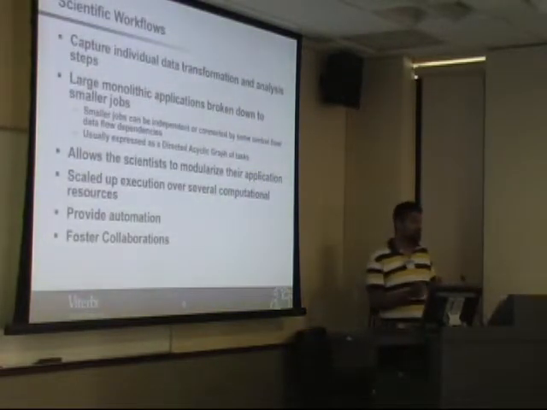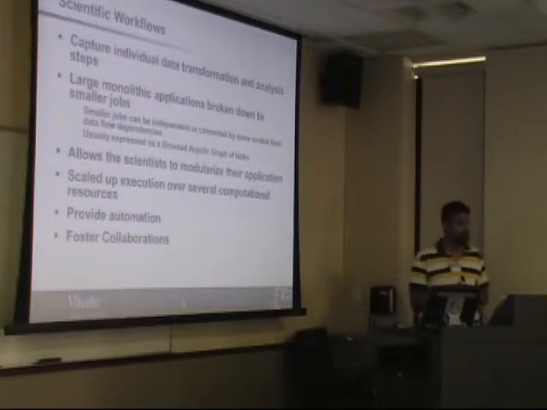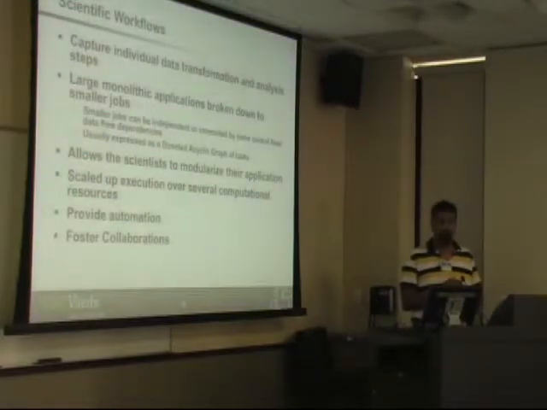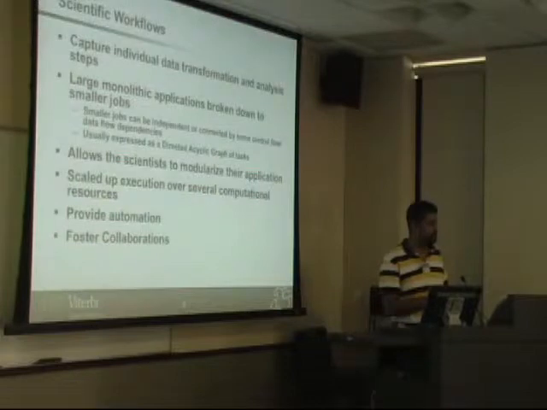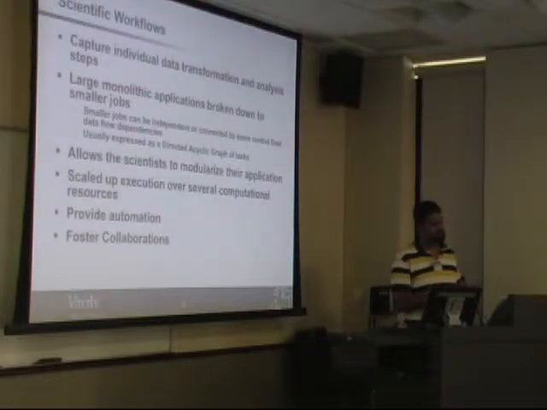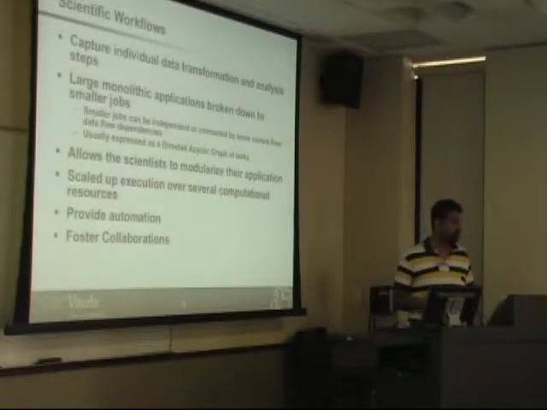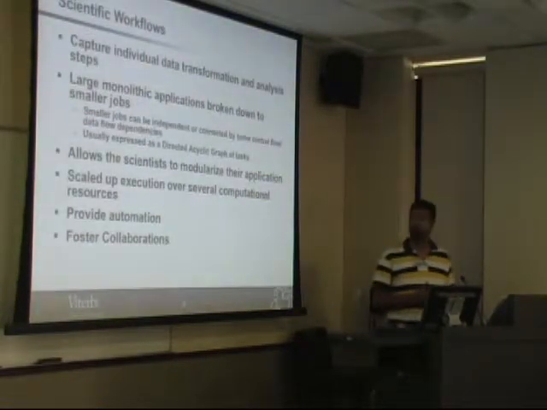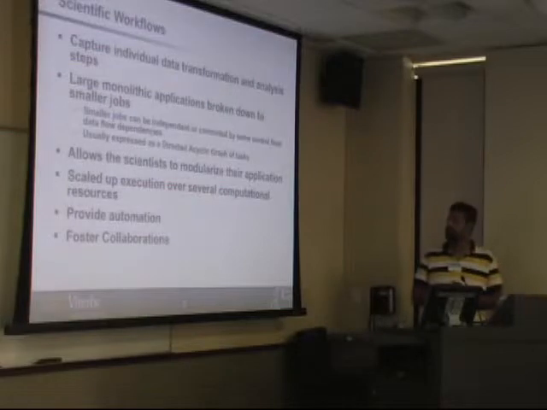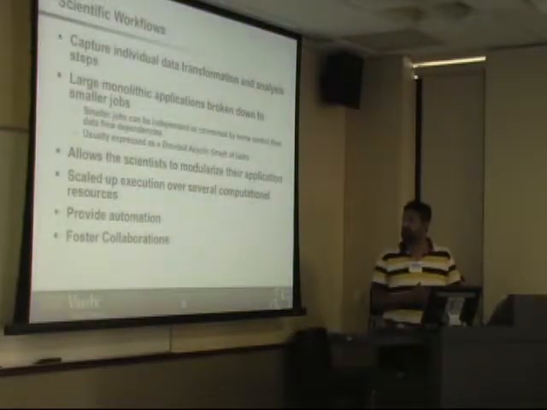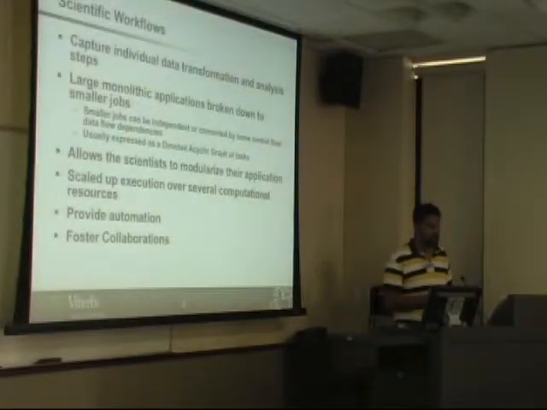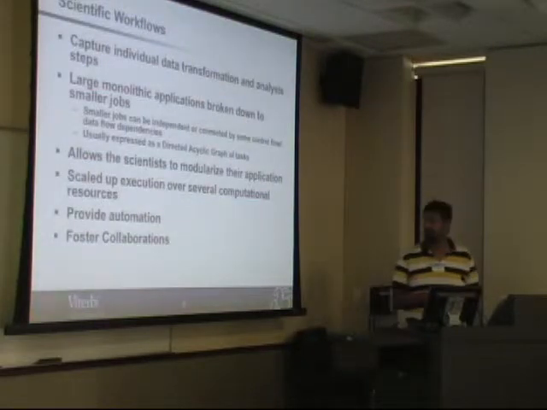And you can have control flow or data flow dependencies between them. By a data flow dependency, we mean that a job in your pipeline generates some output that a job downstream requires. So there's an edge between those jobs, and there's a data flow dependency. It's usually expressed as a directed acyclic graph of tasks.